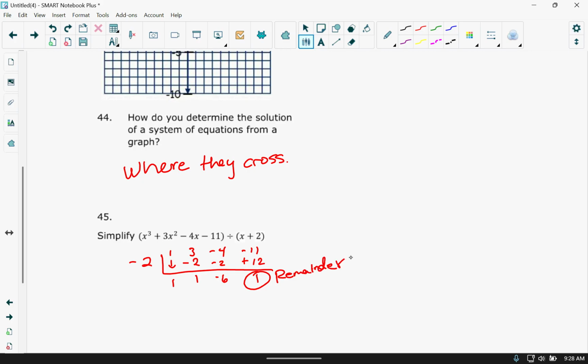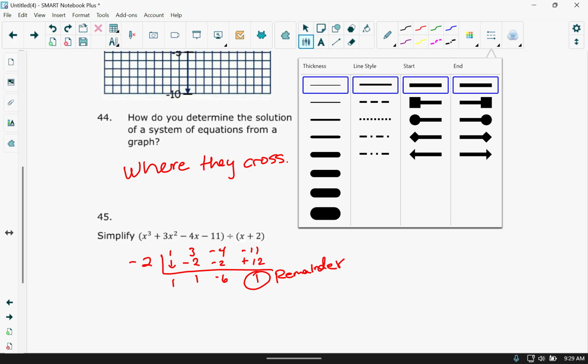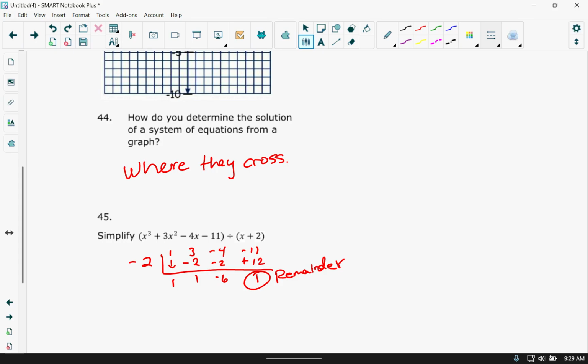When we write our final answer, it has to have letters back on it. So since the highest exponent is x to the third, I'm going to drop this down to x squared plus x minus 6, and then plus the remainder, which is 1 over x plus 2, and that's my final answer.